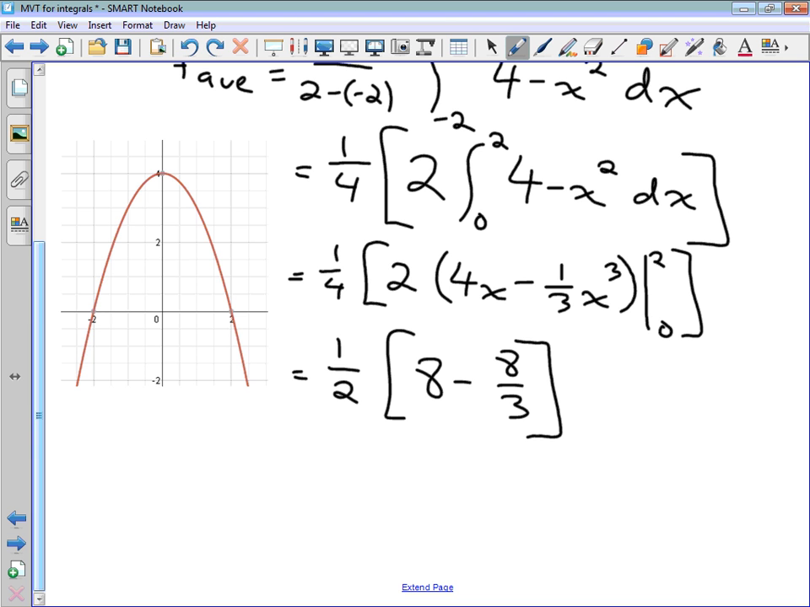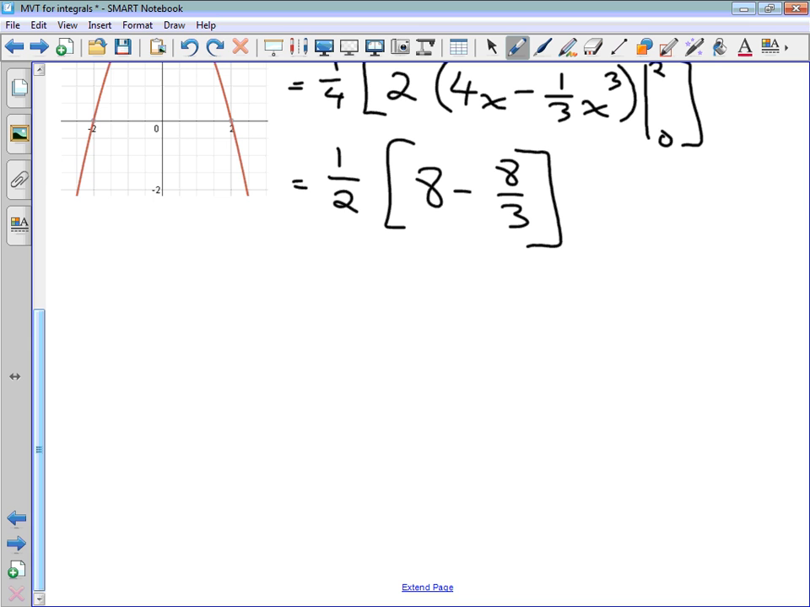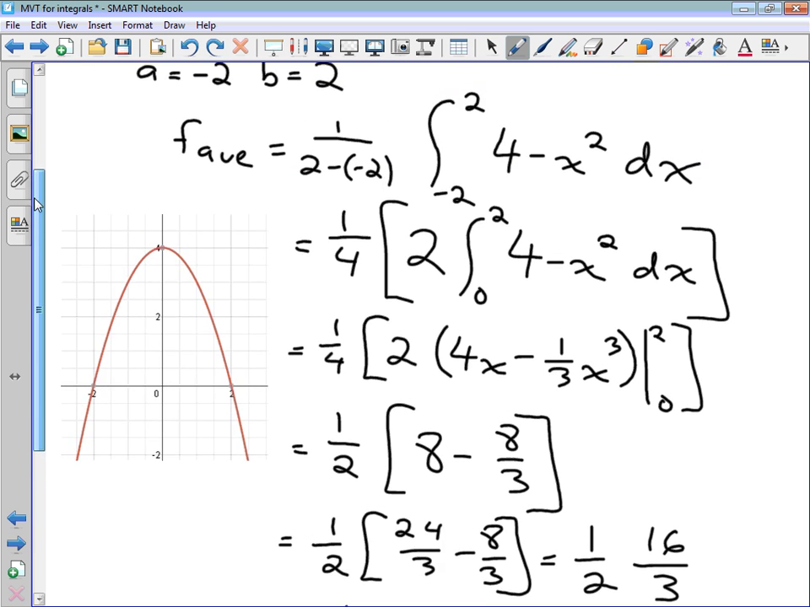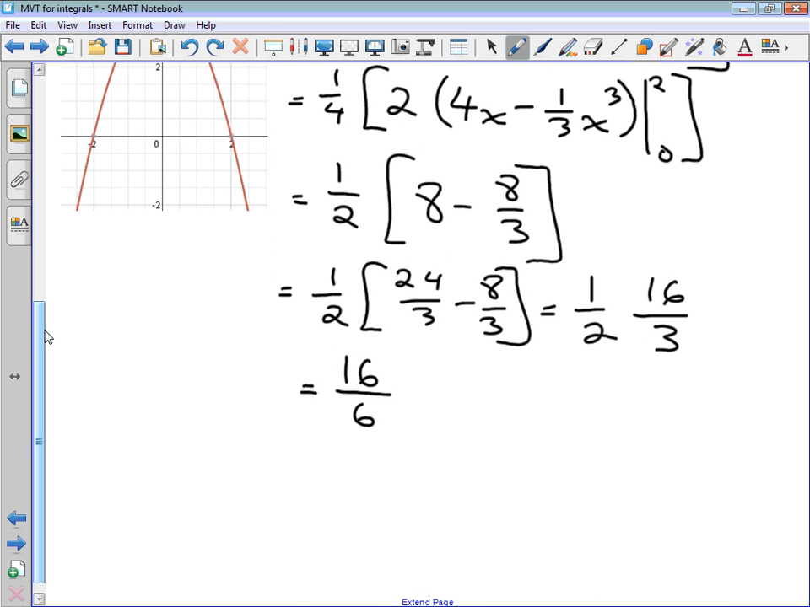We need a common denominator here. So 1/2 times 24/3 minus 8/3 is going to give us 16/3. Is going to give us 16/6 as our final answer. So what is this? 16/6 is the average value of this function over the range. 16/6, sorry, 8/3.